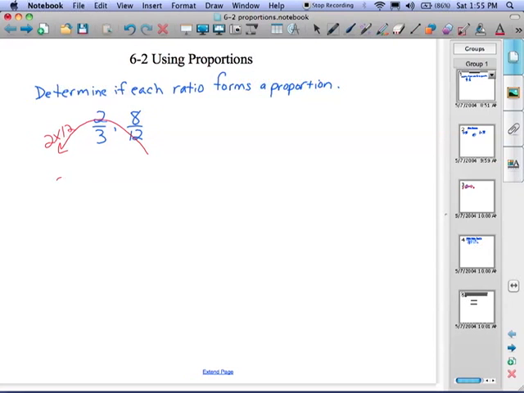2 times 12 is 24. 3 times 8 is 24. These two ratios, when you do cross multiplication, both equal 24. Since these numbers are equivalent, these two ratios form a proportion, since 24 equals 24. If these two numbers, the 24 and the 24, had been different, then this would not be a proportion.